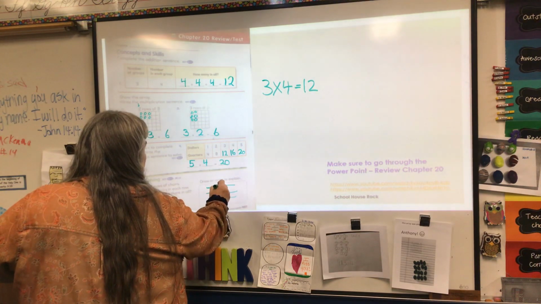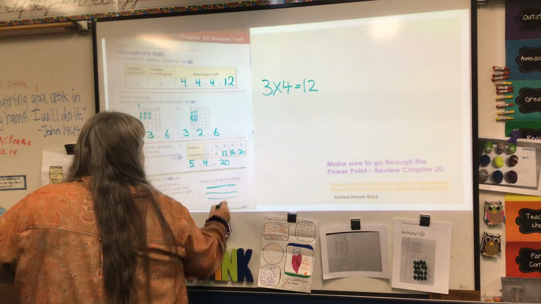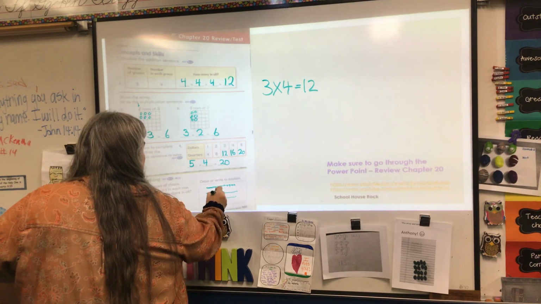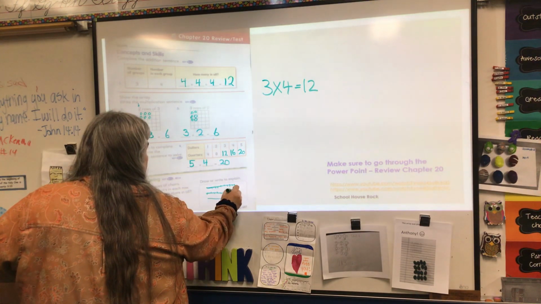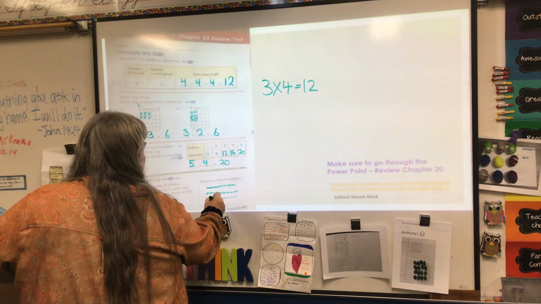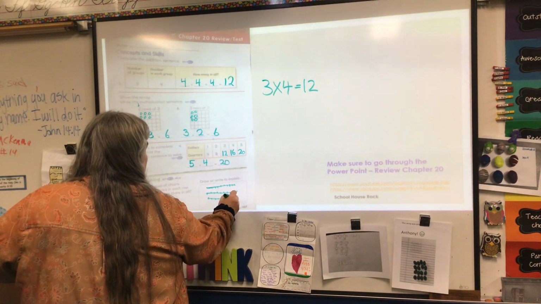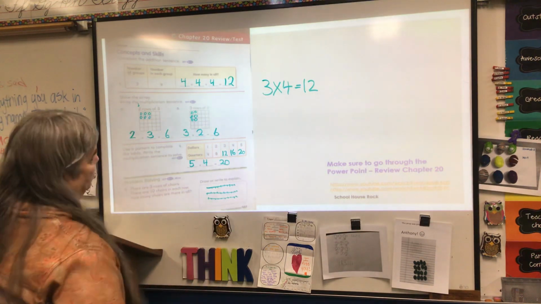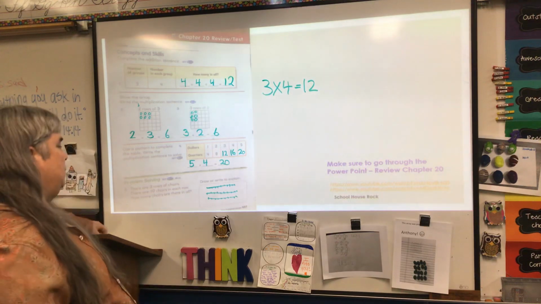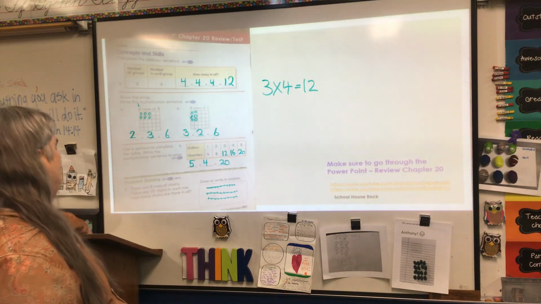1, 2, 3, 4, 5, 6, 7, 8, 9, 10. 1, 2, 3, 4, 5, 6, 7, 8, 9, 10. 1, 2, 3, 4, 5, 6, 7, 8, 9, 10. So there's my little diagram I drew to explain.